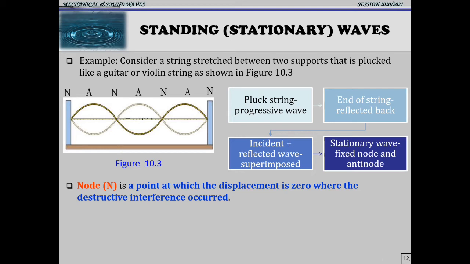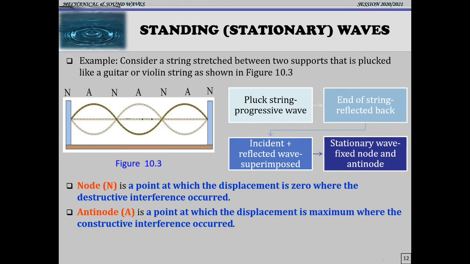Then, at the end of the string, the waves will reflect back. So the incident plus reflected wave will superimpose. Next, the stationary wave will have fixed nodes and antinodes. A node is a point at which the displacement is 0, where destructive interference occurs. An antinode is a point at which the displacement is maximum, where constructive interference occurs.